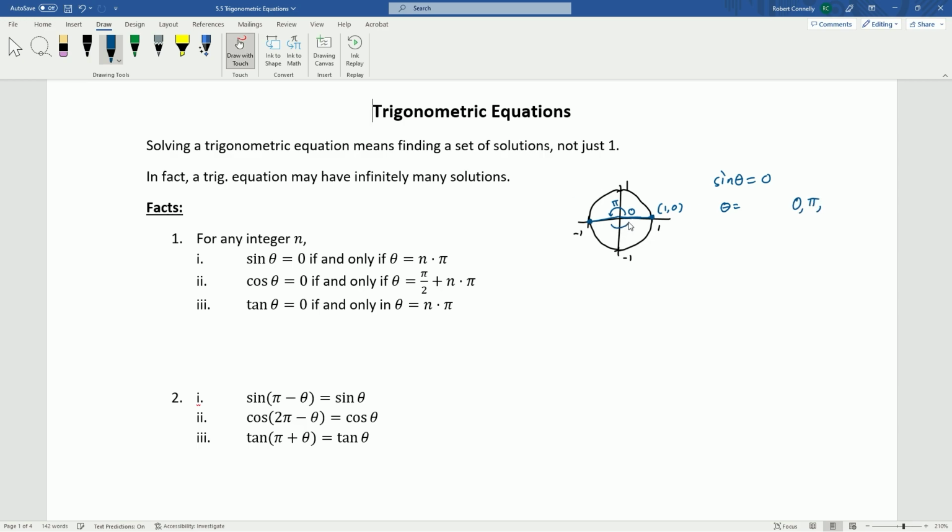But of course, if you went another pi, you'd get sine of 0 again, so 2 pi. And if you went backwards by pi, that's negative pi, and so forth and so on. So what we see here is that theta can actually be described as all integer multiples of pi.